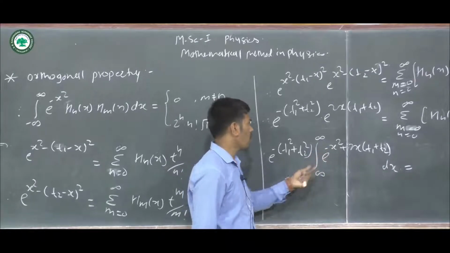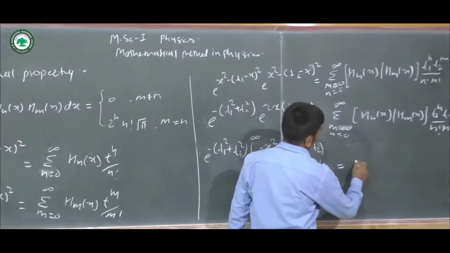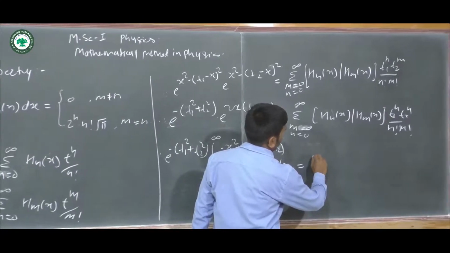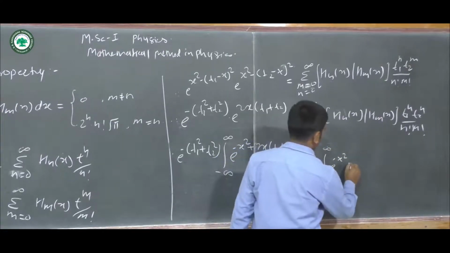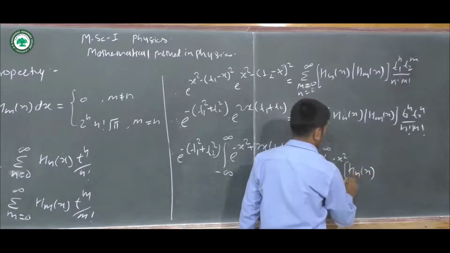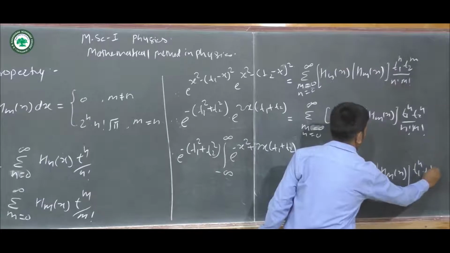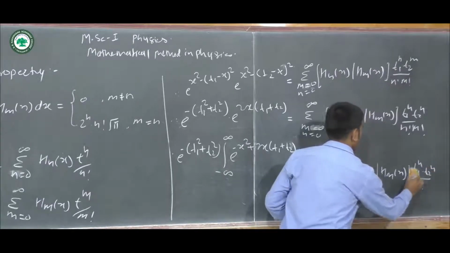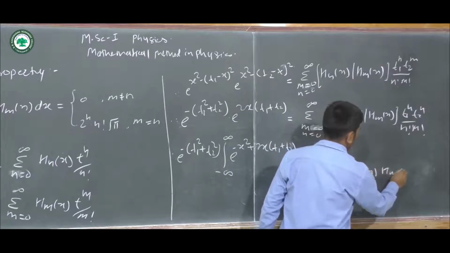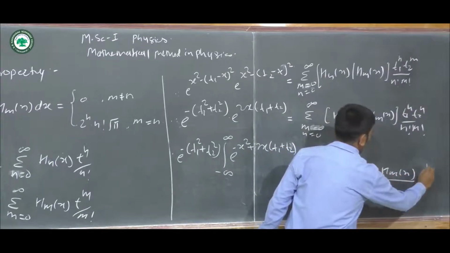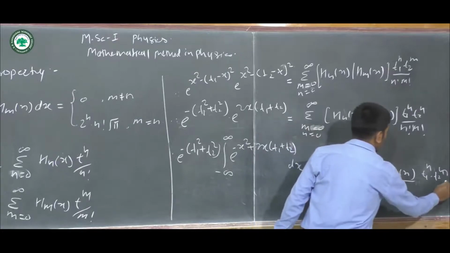Here the integration over minus infinity to plus infinity: we multiply e raised to minus x square on both sides, and 2x into (t1 plus t2) is equal to e raised to minus x square Hn(x) into Hm(x) into t1 power n into t2 power m divided by n factorial into m factorial dx.